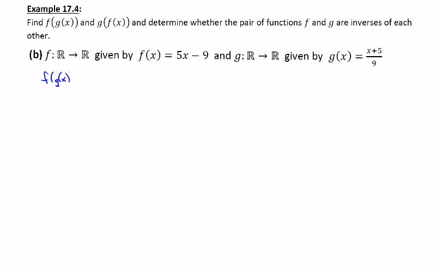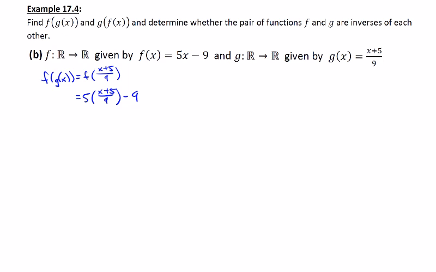It doesn't matter which composition you start with. Just pick one and go with it. I like to start with f composed with g. This is going to be f of (x plus 5) over 9. So I'll substitute that in: 5 times (x plus 5) over 9, minus 9.